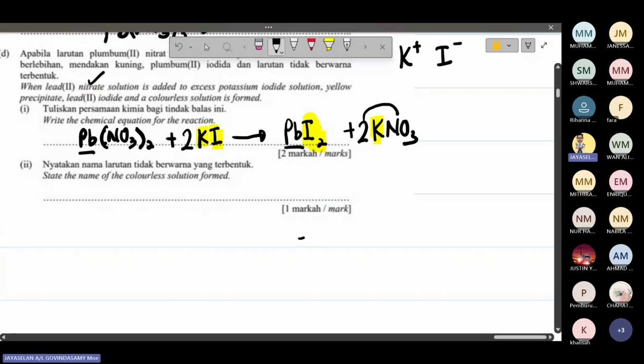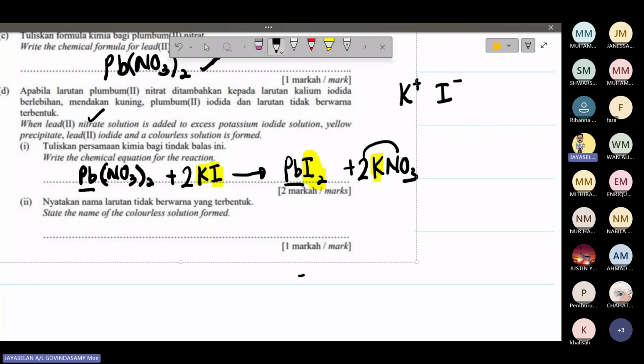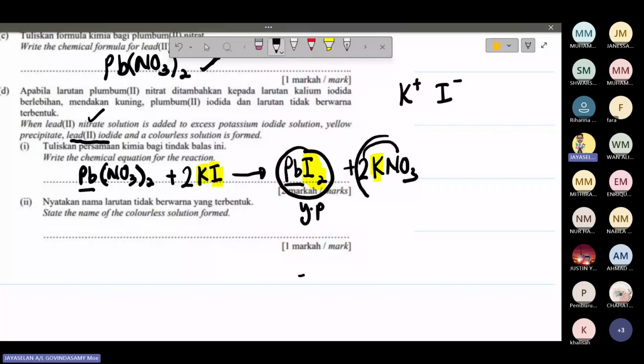State the colorless solution. Don't be afraid of this question. When they ask, the question must have a key point. Read the question. When lead nitrate is added to excess potassium iodide, yellow precipitate. So they tell you lead iodide. This is yellow precipitate. And a colorless solution. This is your colorless solution. So name the colorless solution. K, what do we call it? Potassium. Okay, this one, what do we call it? Nitrate. Potassium nitrate. Finish. I already score full marks.